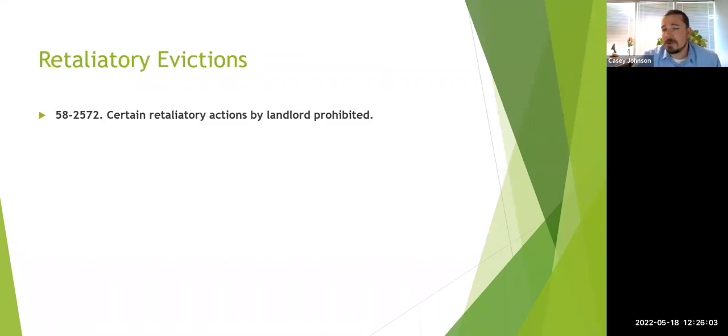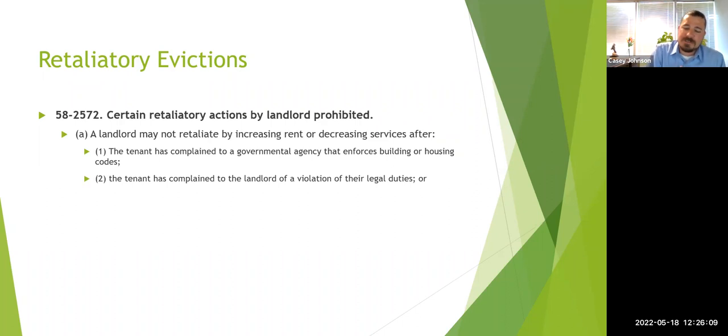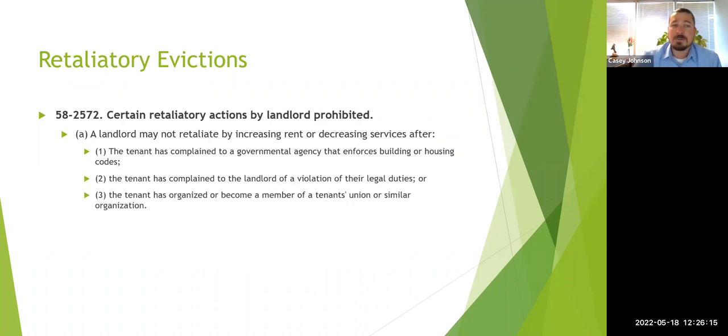The landlord can't retaliate and file an eviction or diminish services to a tenant. Retaliation is very specifically defined under Kansas law as if the tenant has made a complaint to code enforcement, if they've made a complaint to the landlord about violations of their legal duties, or if they've joined a tenant's union. Those are the only three things that are considered retaliation under Kansas law for purposes of the statute.